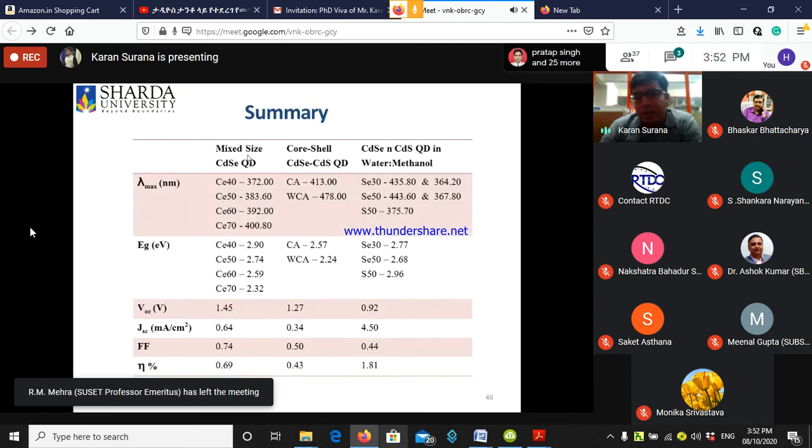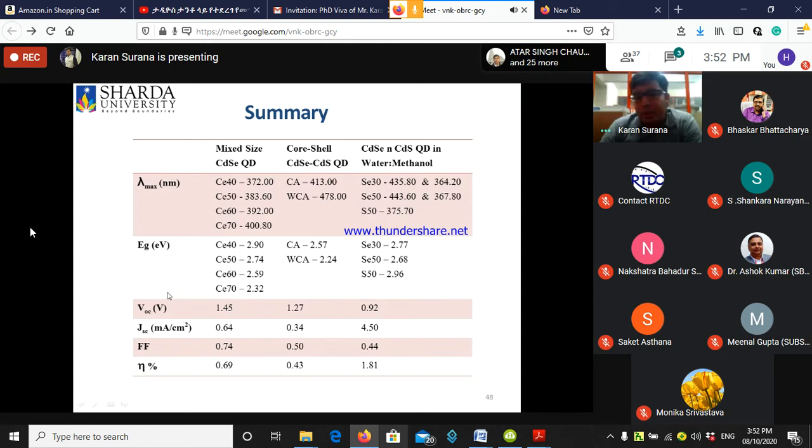A brief summary of the work. We have been able to tune the band alignment of the quantum dots and improve the charge transfer characteristics, as we can see from the efficiency which we have obtained.